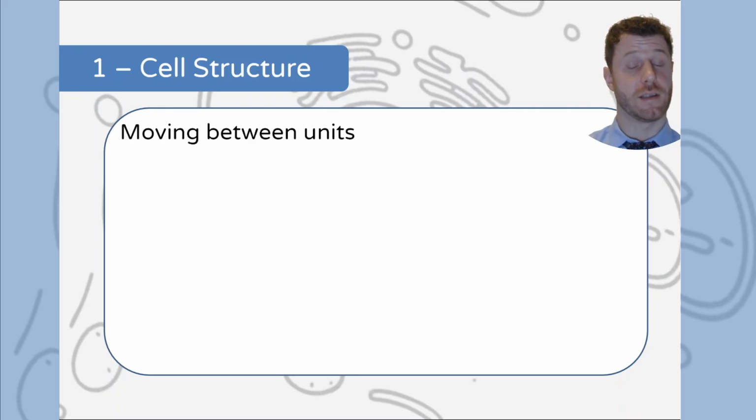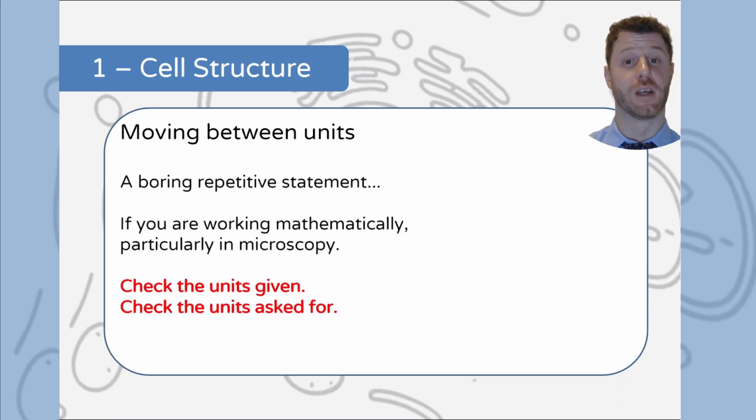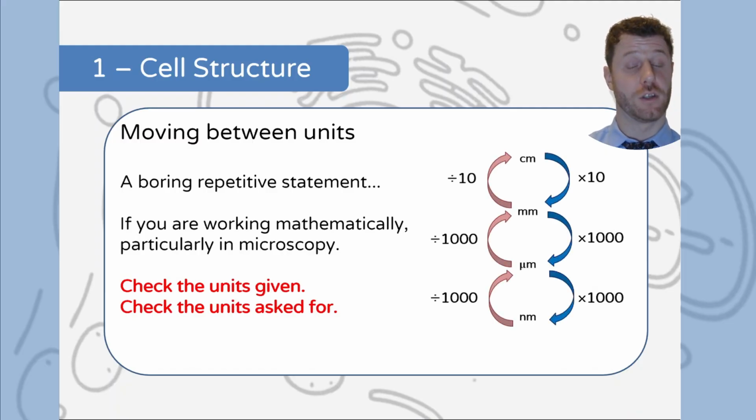Moving between units, as well as giving the units in your answer, is the most common way that students lose marks when using the magnification equation triangle. A boring, repetitive statement for me, but check the units you're given, check the units you're asked for, convert when needed, and make sure that the unit value, if you're giving image or actual, is in your answer line.